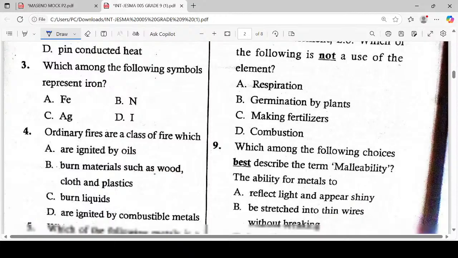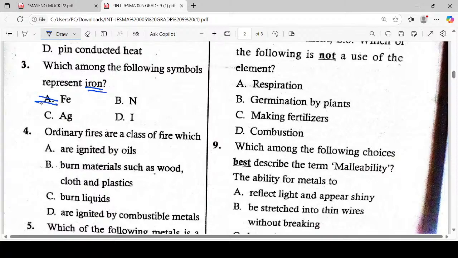Question number 3. Which of the following symbols represents iron? The symbol for iron is Fe, which is A for apple in this case.